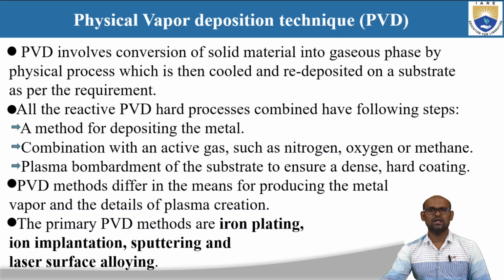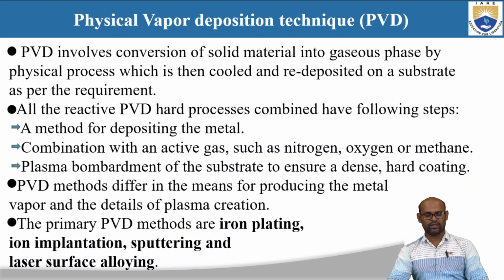Okay. So all the reactive physical vapor deposition processes combined have the following steps. First, a method for depositing the metal, combination with an active gas such as nitrogen, oxygen or methane, and plasma bombardment of the substrate to ensure a dense hard coating. First, we are going to add active gases to the metal, and then we are going to use the plasma bombardment of the substrate to ensure dense coating of this metal onto the substrate.